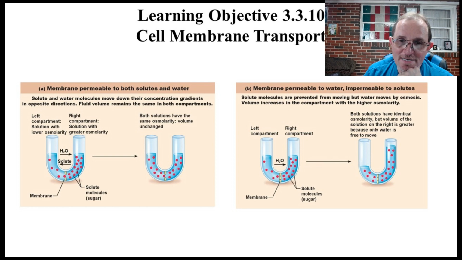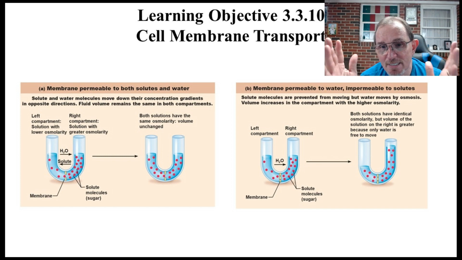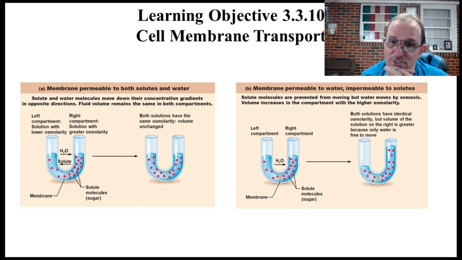And now over here we have it where the solutes, the sugar, can't move. Well, there's way more solutes over here than there are there. I mean, just looking at it, just a rough guess, maybe twice as many. So what's going to happen is the water is going to move from the lower concentration to the higher concentration to try to dilute it until it's equal to the other side.